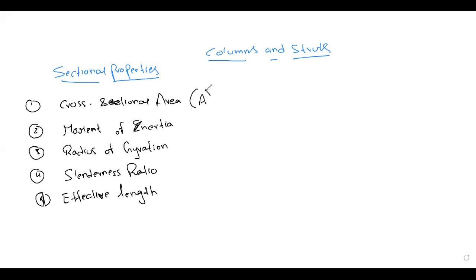So this is cross-sectional area. So this is moment of inertia. So this is radius of gyration. It will be denoted by the symbol r, or sometimes it is denoted with the symbol k. Okay. Slenderness ratio, lambda. Effective length, L effective. Okay.